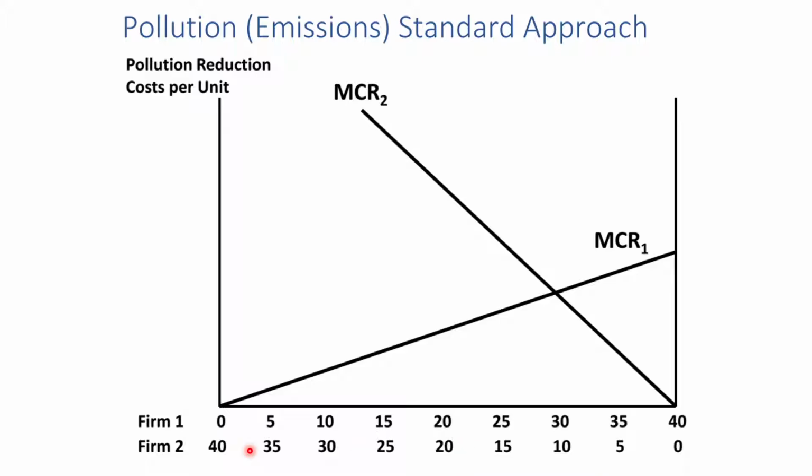And why do we want to plot both firms on the same graph? Because together they just need to reduce 40 tons. So let's say that firm 1 reduces 10 tons, then firm 2 will need to reduce 30 tons. If firm 1 reduces 25 tons, firm 2 will have to reduce 15 tons. So graphing it together like this, we can see right away what the cost is when we divvy up the amount of reduction for both of these firms.